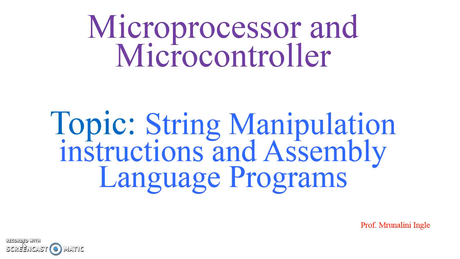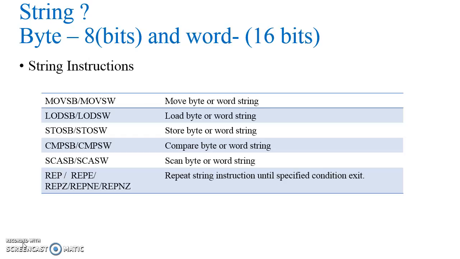Today we will discuss string manipulation instructions and assembly language programs of 8086. Now, string. What do you mean by string? A string is an array of bytes or words which are stored inside the memory. A byte is 8 bits and a word is 16 bits.